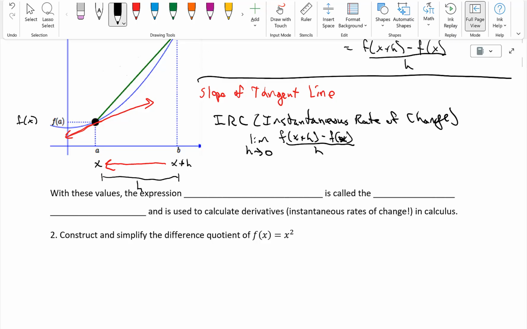So with these values, we have the expression f of x plus h minus f of x all over h. So that's all we want in that blank. That's called the difference quotient.